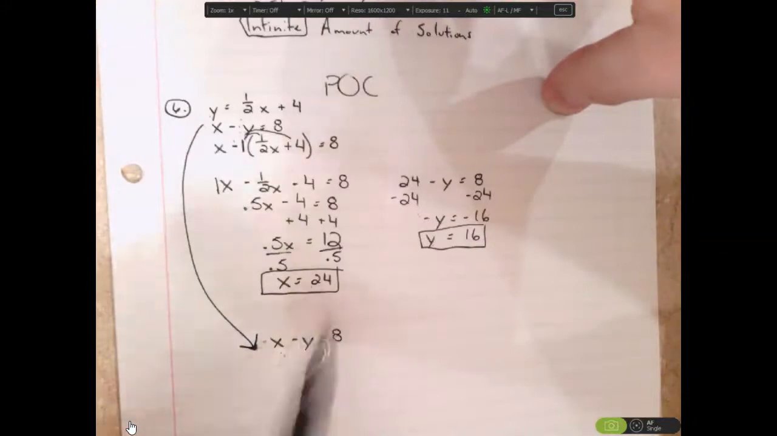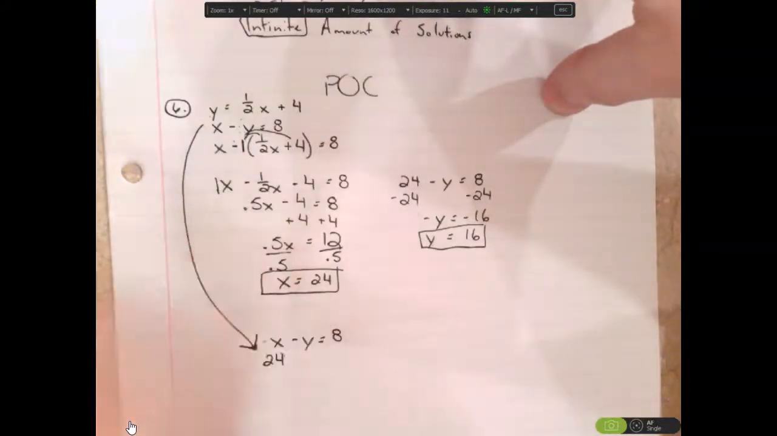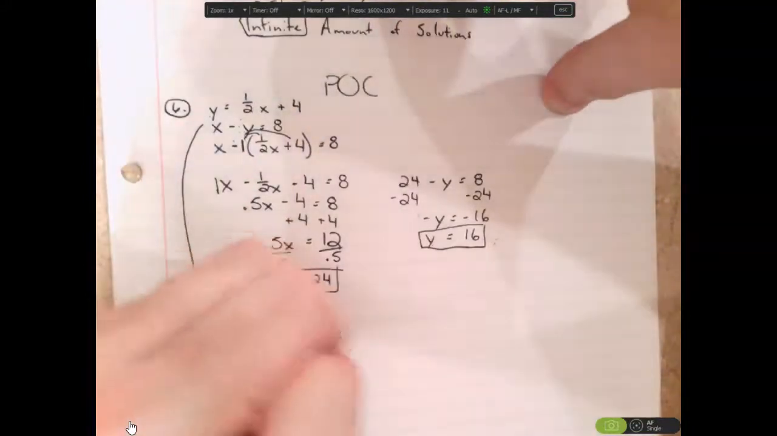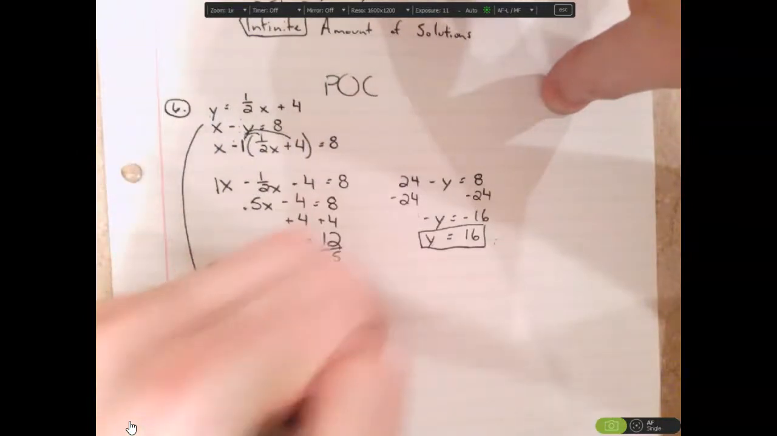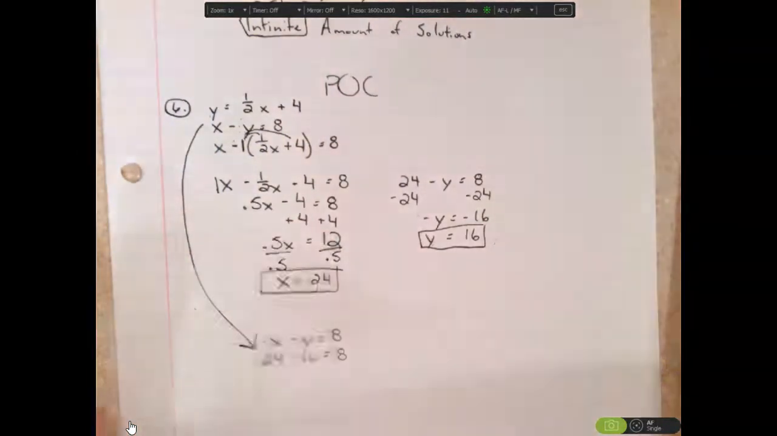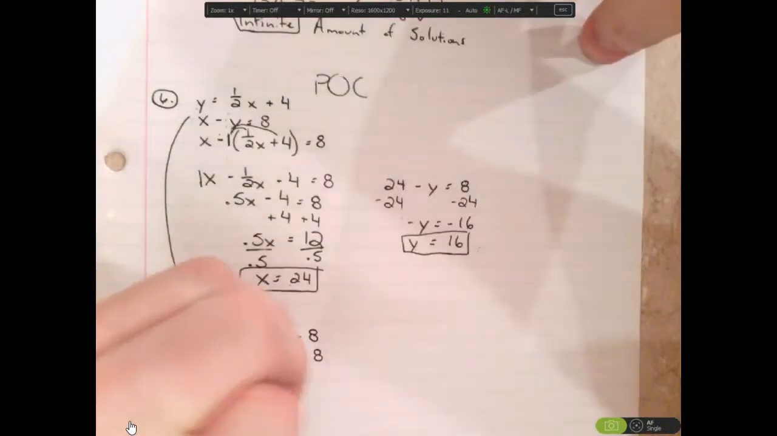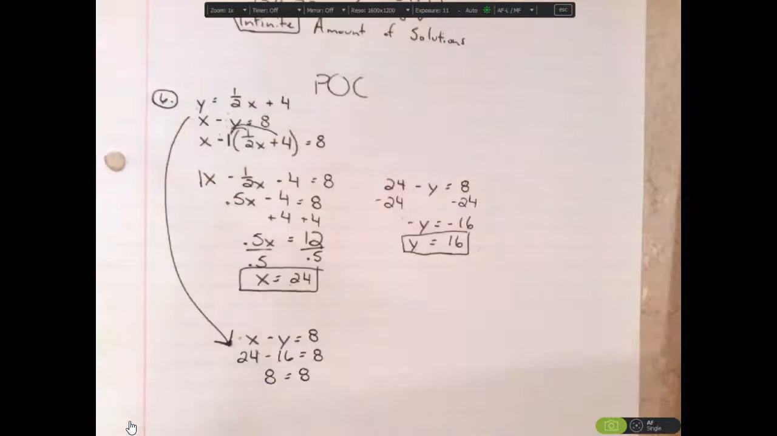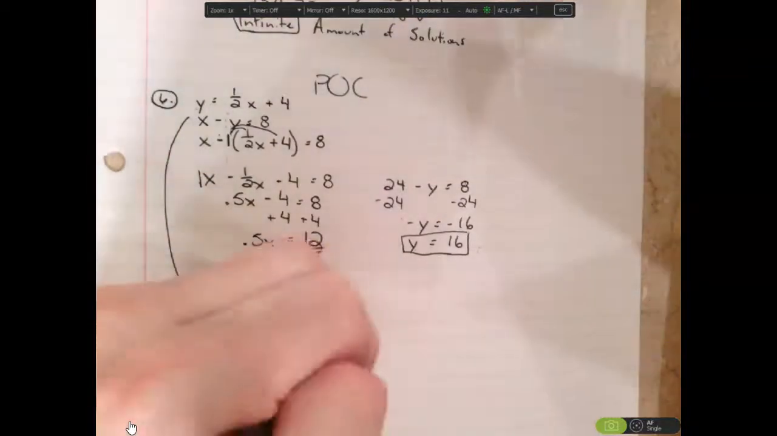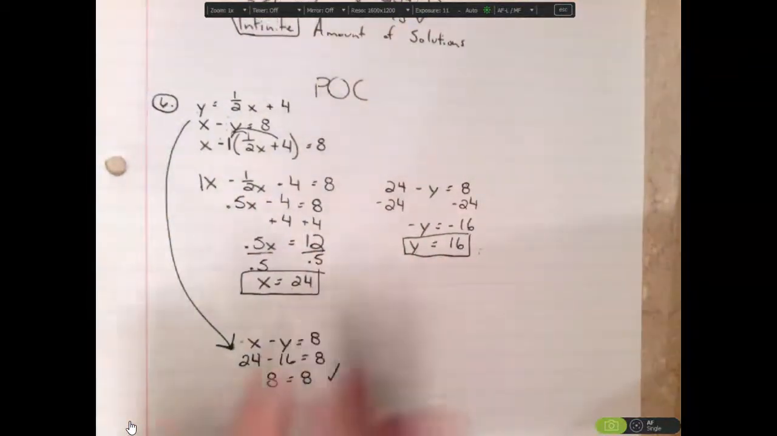What was x? x was 24. What was y? y was 16. So 24 minus 16 equals 8. 24 minus 16 is 8. So 8 equals 8. So this worked out. So I know my x and my y have to be true.